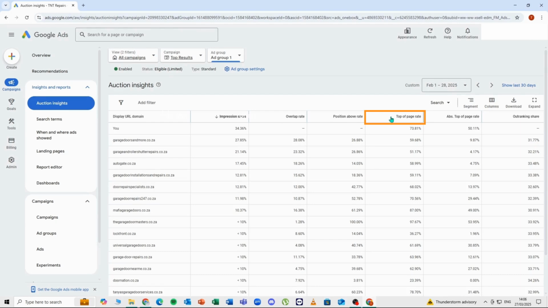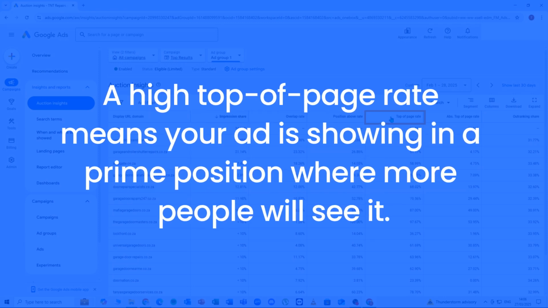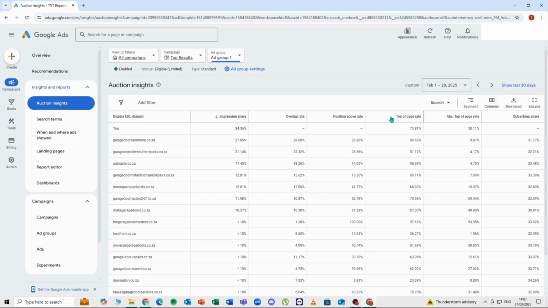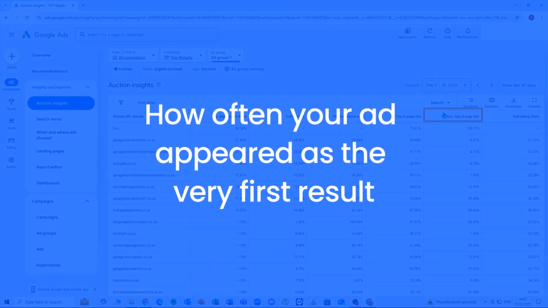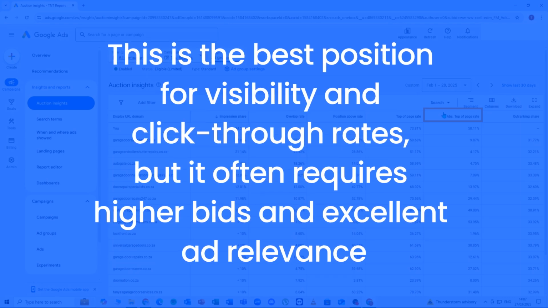Top of the page rate shows you how often your ad appears above organic search results. Okay, so a high top of page rate means your ads are showing in a prime position where it's more likely that people will see it. Now, the absolute top of page rate is a metric that tells you how often your ad appears as the very first result. So this is the best position for visibility and click-through rates. However, it requires higher bids and excellent ad relevance.